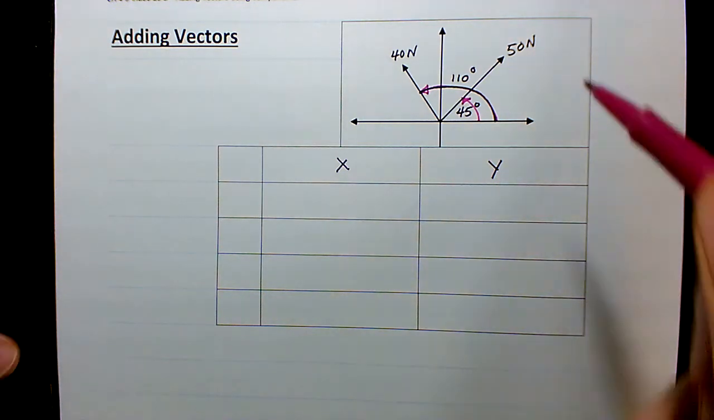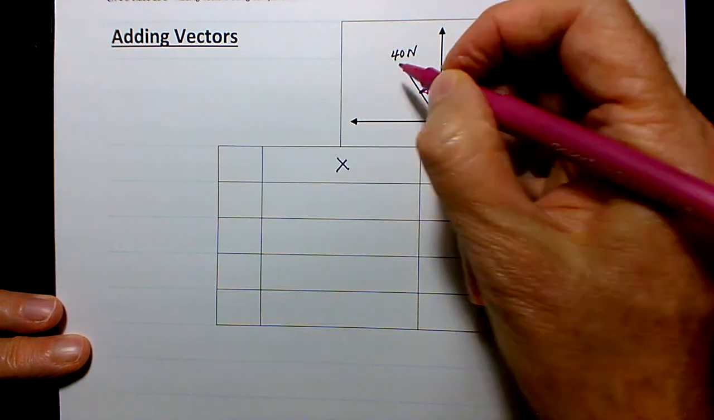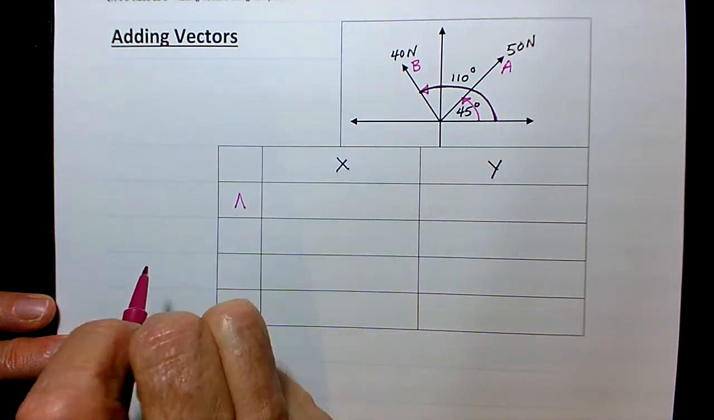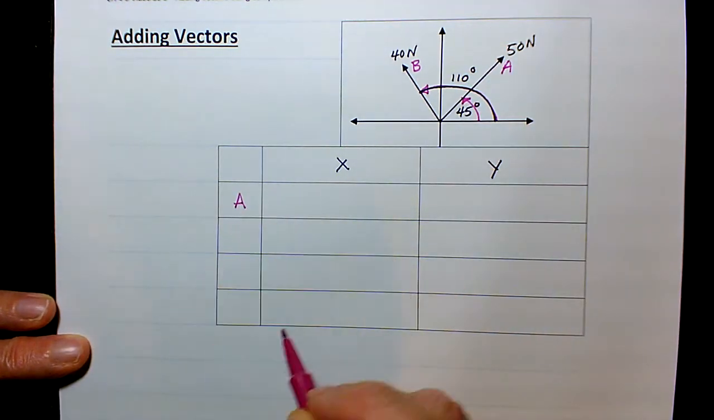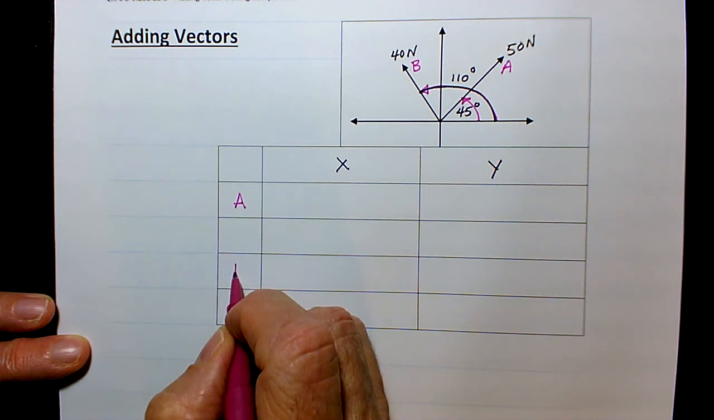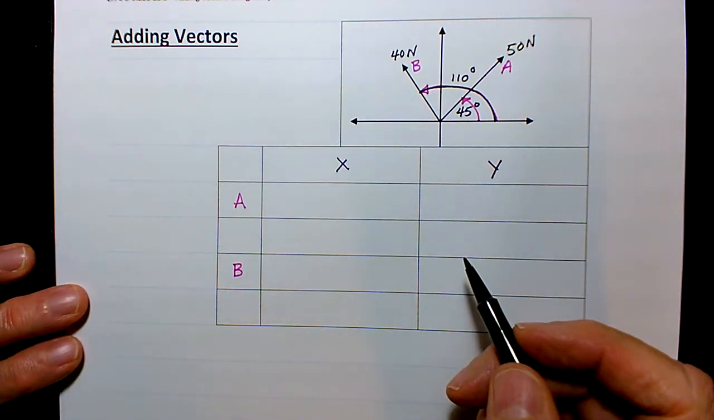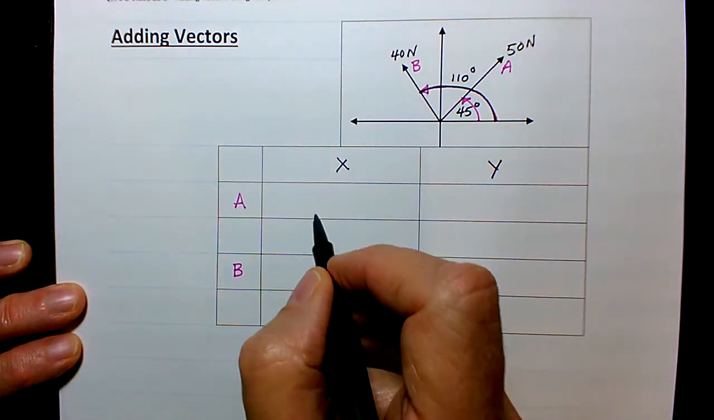And furthermore, let's refer to this one as vector A, and this one as vector B. I need to first break the vectors into x and y components using sine and cosine.